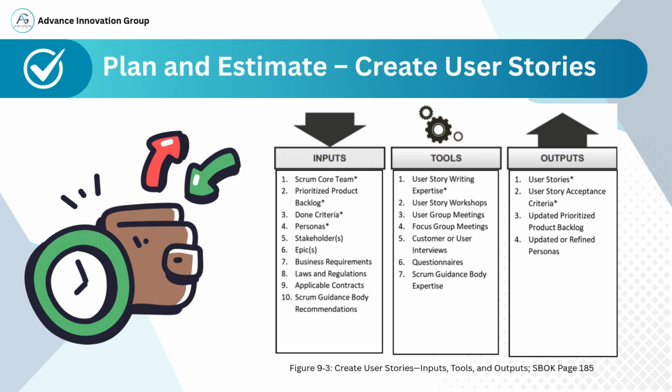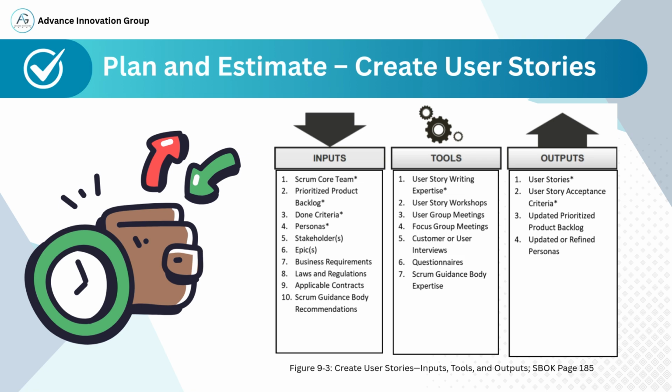Now, coming to the outputs. The key deliverables are the user stories themselves, along with the user story acceptance criteria. The prioritized product backlog is updated, and any personas are refined as needed. The main goal of this process is to create well-defined, value-driven user stories that are ready for estimation and sprint planning.